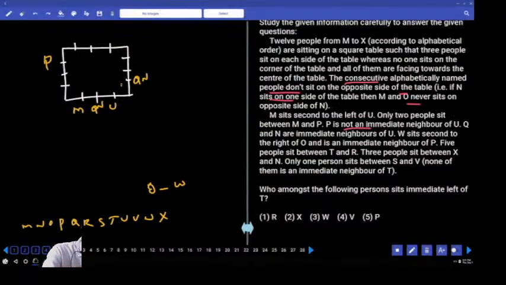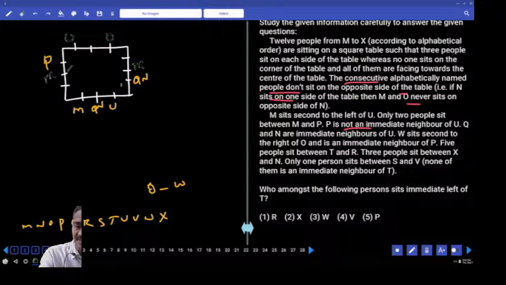There are two different possibilities. We can have W here or we can have W here, isn't it? Now W is here. W sits second to the right of O, so O will be here. Then can we have O at this place? There are 5 people between T and R. Now in between T and R, how many people are there? 5 people. Then if M, W and O are like this, T and R have 5 people between them, that means if T is here, 1, 2, 3, 4, 5, R is here. This is the possibility we have.